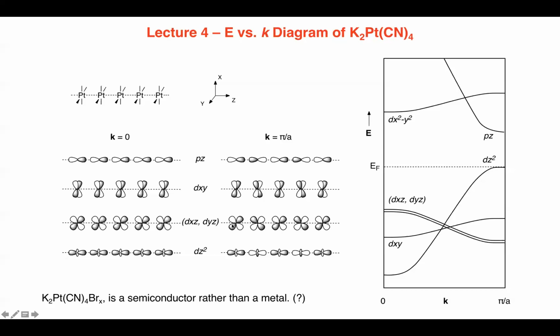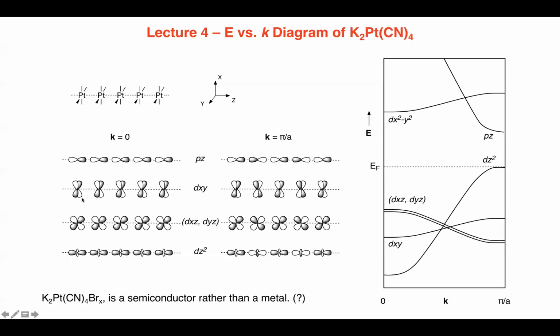And then you go to pi over a and you change the sign each time. And you can see you get a bonding interaction, a bonding interaction, a bonding interaction, a bonding interaction. So this is the same as the p orbital basis that we talked about before. K equals 0 is all antibonding. Here's the pz function doing that same thing. The k equals pi over a solution is the all bonding one, the opposite of the dz squared sigma basis.